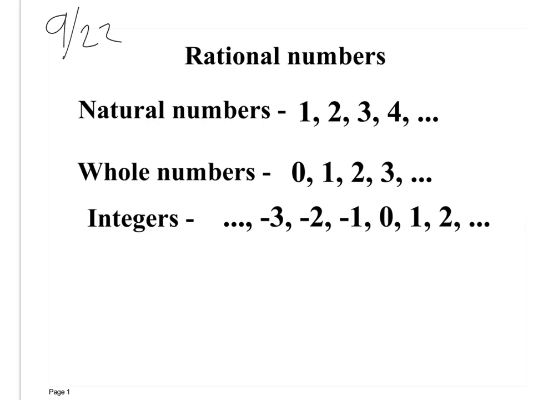Today we're going to talk about rational numbers. Okay, here I've listed out natural numbers. It's just numbers 1, 2, 3, 4. It's numbers you learn when you're a little kid. Then you learned whole numbers, which is natural numbers with 0.